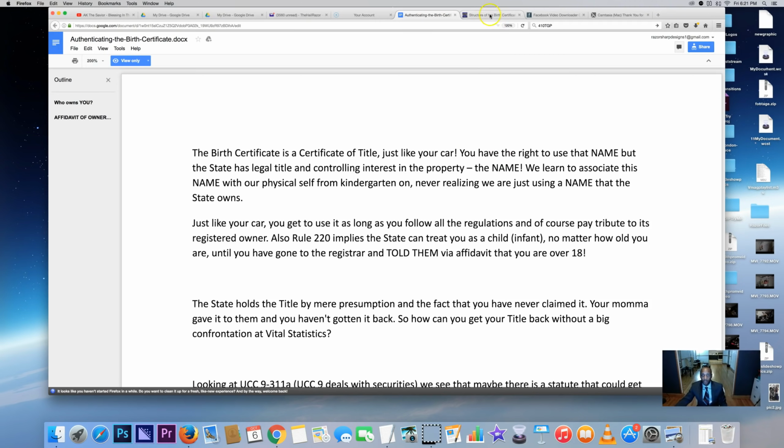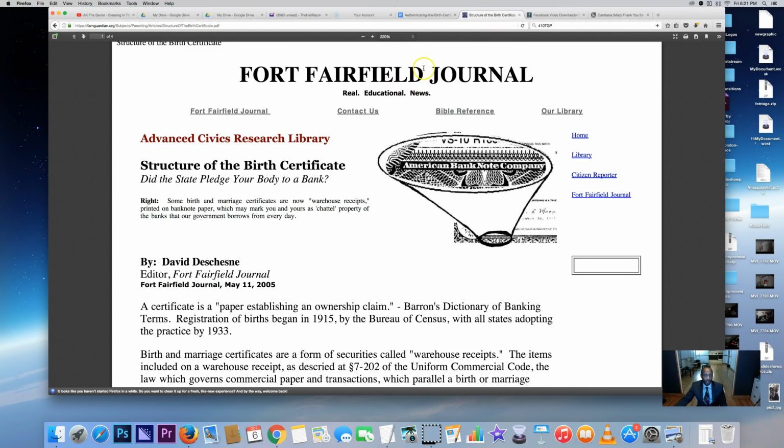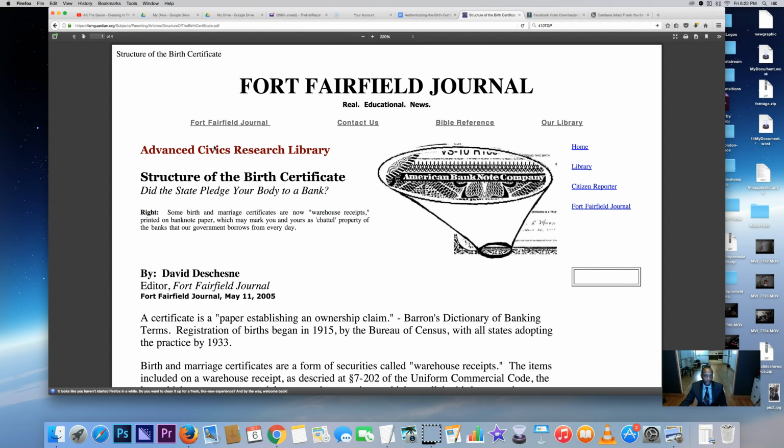All right, so let's skip over. Now, okay. Here's a nice document I just found. Structure of the birth certificate. Did the state pledge your body to a bank? Right. Some birth and marriage certificates are now warehouse receipts, printed on banknote paper, which may mark you and yours as chattel property of the banks of our government that our government borrows money from every day.